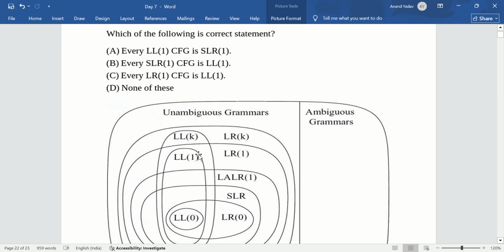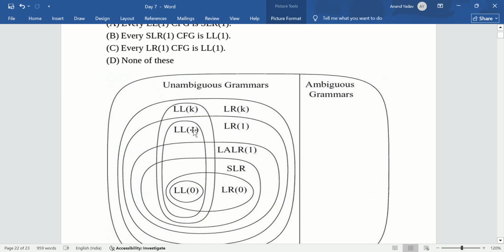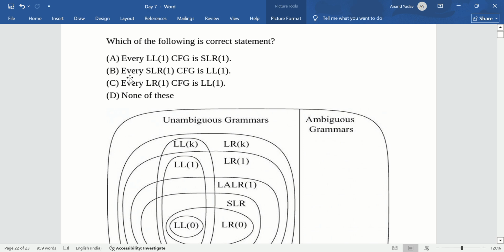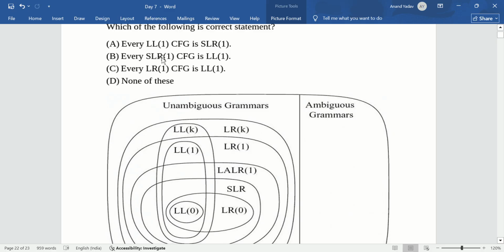For LL1, these are the LL1 CFG grammars, and these are the SLR grammars. It asks: every LL1 CFG is SLR1? Not every LL1 is SLR1, because this portion is not in SLR. So this is wrong. Now second, every SLR1 is LL1? No, this is also wrong because this portion is not in LL1. So this is also wrong.